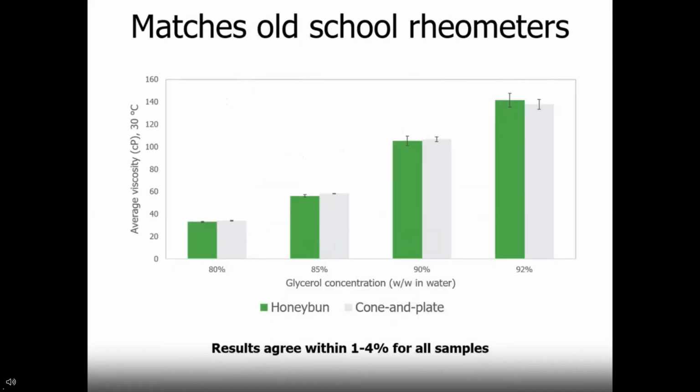If we want to compare that type of experiment between Honeybun and old school cone and plate rheometers, it's a little bit more convenient to do it on high concentration glycerol water samples so that we see much higher centipoise, which is more ideal for reading samples on a cone and plate instrument. And you can see that here the results agree within 1 to 4% between Honeybun and our cone and plate instrument, where they're both getting the same viscosity results at the controlled 30 degree Celsius temperature.